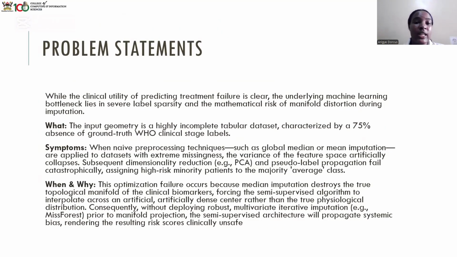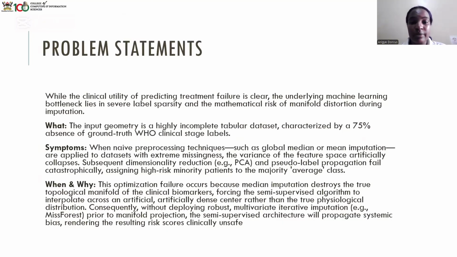The primary machine learning challenge addressed in this project is severe label sparsity, where approximately 75% of labels are missing. This creates a significant mathematical and clinical problem. Simple imputation techniques, such as replacing missing values with averages or medians, can distort the natural distribution of the patient data. Once the dataset becomes artificially uniform, methods such as principal component analysis and pseudolabel propagation may incorrectly classify high-risk patients into average risk groups. Such misclassification is clinically dangerous because it may hide vulnerable patients who require urgent intervention.